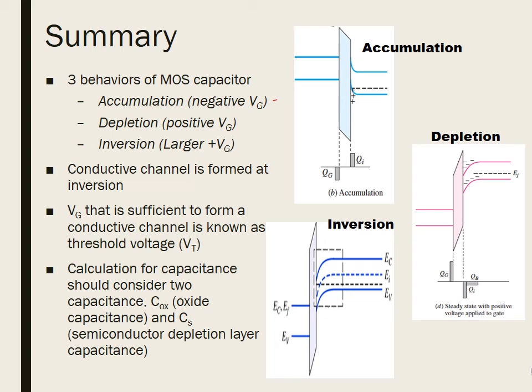Accumulation happens when we apply negative gate voltage, Vg. Depletion is the result of positive gate voltage. And further increasing the positive gate voltage will result in inversion. At inversion, a conductive channel is created. The minimum gate voltage to form a channel is known as the threshold voltage, Vt. And lastly, the calculation for capacitance should consider two capacitances, which are COX, the oxide capacitance, and CS, the semiconductor depletion layer capacitance.